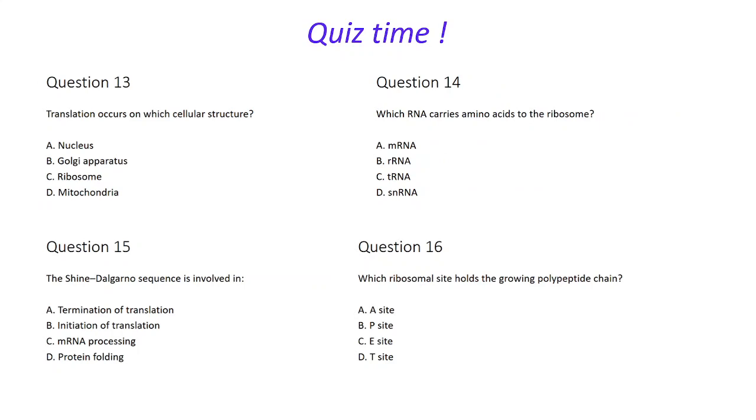Question 13. Translation occurs on which cellular structure? Oh, it's very direct. It's the ribosome, no doubt about it. So option C.